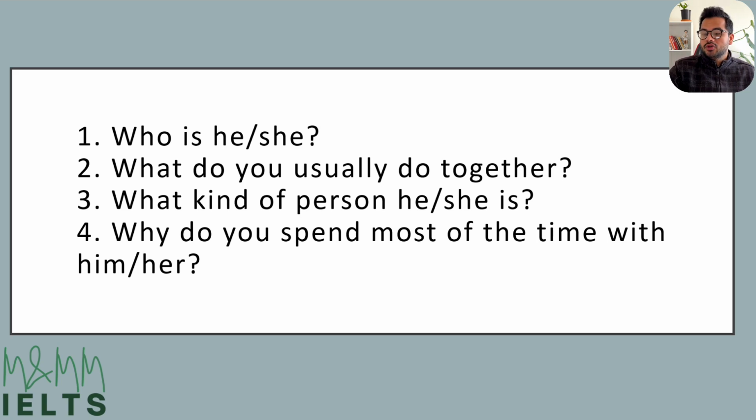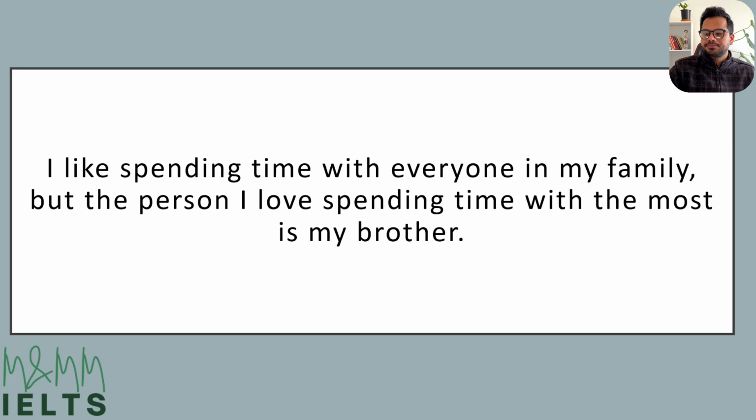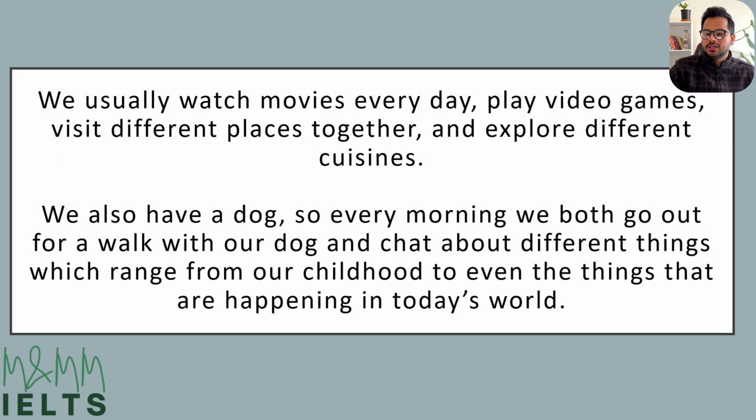which is, what do you usually do together? Let's say this one. So this is what we usually do together. We usually watch movies every day, play video games, visit different places together, and explore different cuisines. We also have a dog. So every morning we both go out for a walk with our dog and chat about different things, which range from our childhood to even the things that are happening in today's world.